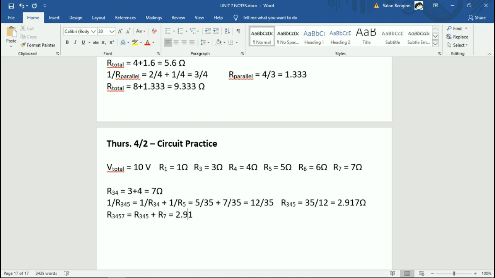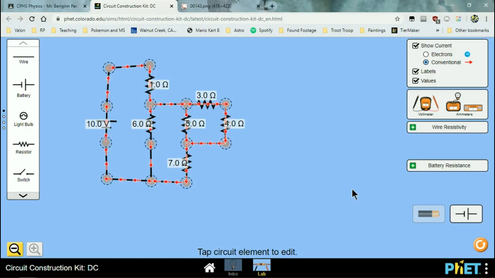So I get 2.917 plus 7, so my total resistance for that is 9.917. Okay, so now I've gotten a total resistance for this entire branch. Now this entire branch is parallel with this, right? I can either take this path, or I can go this way, which then does something with any of this. And we already figured out that this in total is the 9.917.